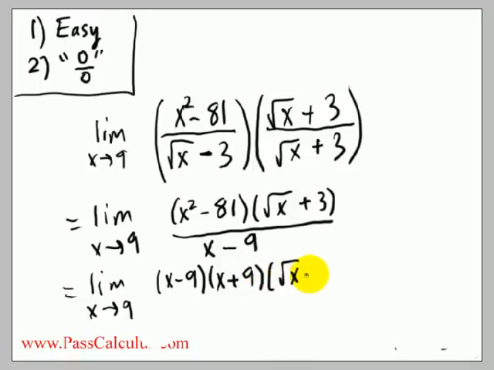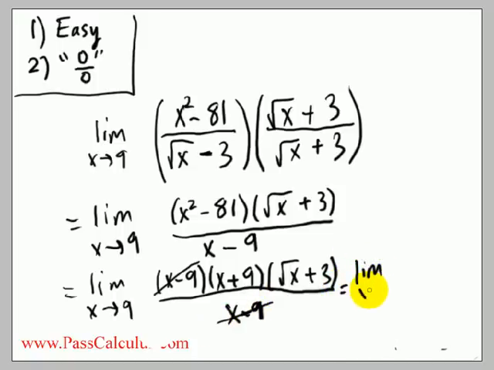And so we'll do that, and then we see that the x minus 9 is what's giving us problems, right? Because that's what's making 0 on the bottom. But now we cancel it off and it's gone. So we're just left with the limit as x goes to 9 of x plus 9 over root x plus 3. Notice I'm still writing the limit sign. And now let's just put in 9. This is an easy kind of limit now, because we can just put the number in.